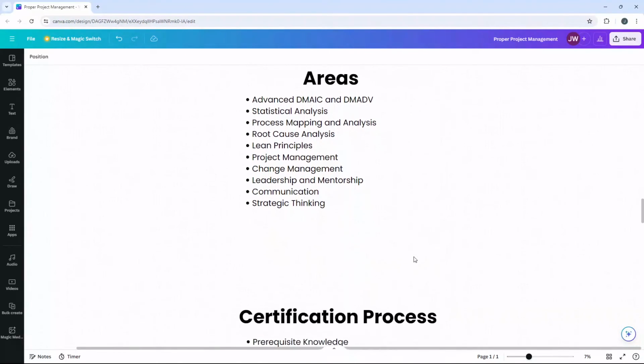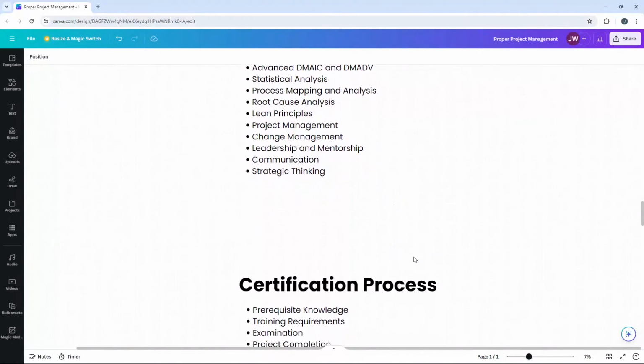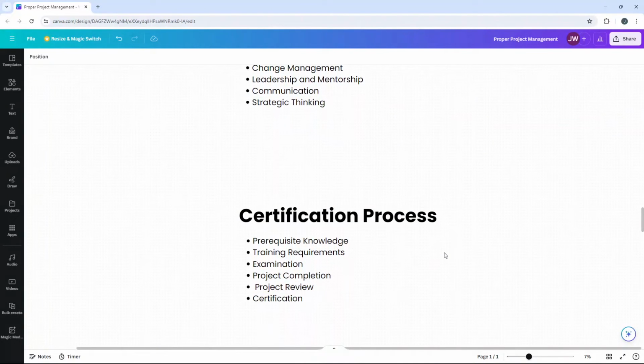Now I just want to touch upon the certification process and how one would go about becoming a Six Sigma Black Belt. It does involve a rigorous process to ensure proficiency in advanced Six Sigma methodologies. Here are the key steps. First, one requires prerequisite knowledge, a foundational understanding of Six Sigma principles, which is often gained through a green belt certification and even practical experience in leading projects.